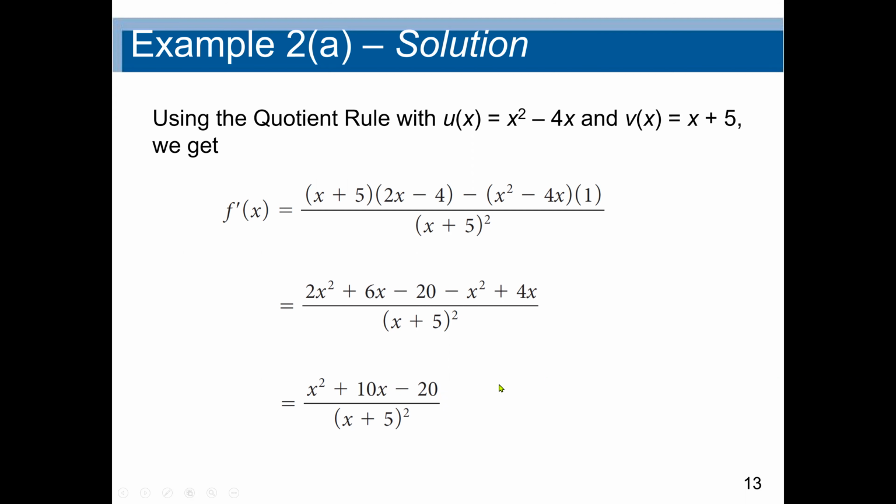Professor, for the derivative of s plus 5, why is it 1? Yeah, because the derivative of s is 1. The derivative of a constant value 5 is 0. Oh, okay. So it's 1.